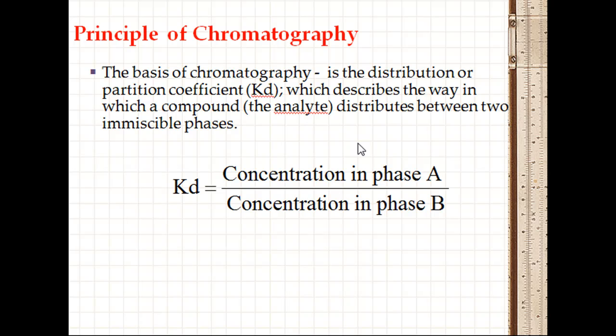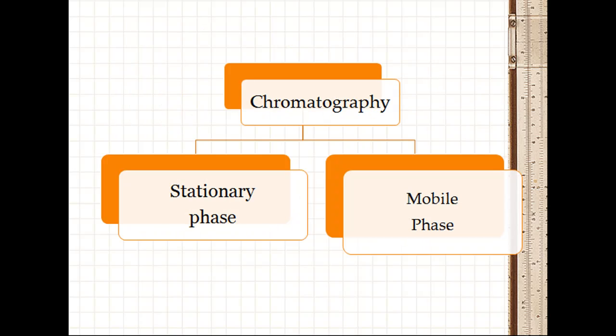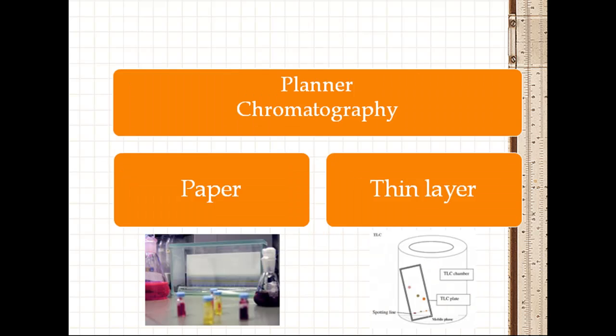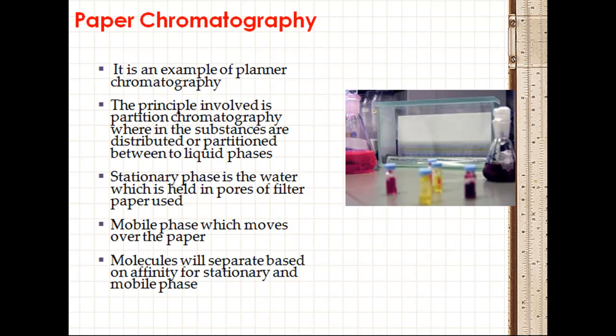The analyte distributes between the two phases and it can be calculated by this formula. Chromatography mainly consists of two phases, stationary phase and mobile phase. Stationary phase means a static phase, mobile phase means moving, which carries the analyte, and the analyte will distribute between the two phases. Planar chromatography is of two types: paper chromatography and thin layer chromatography.